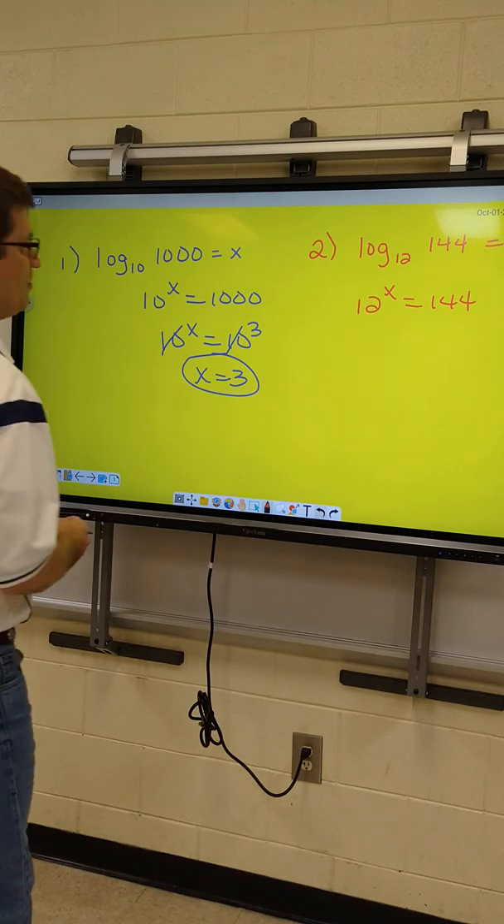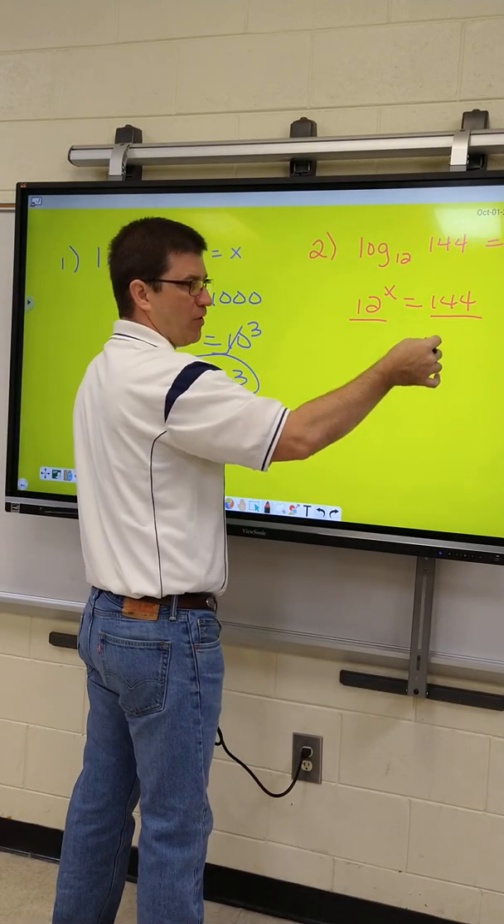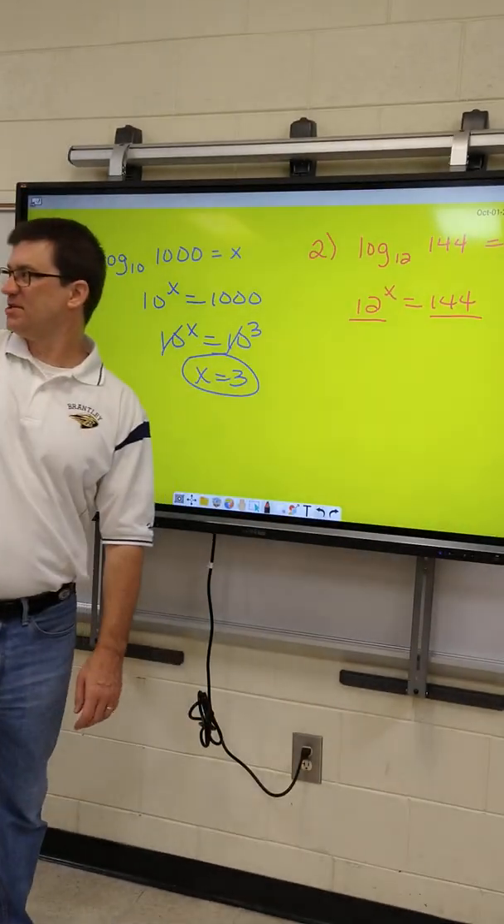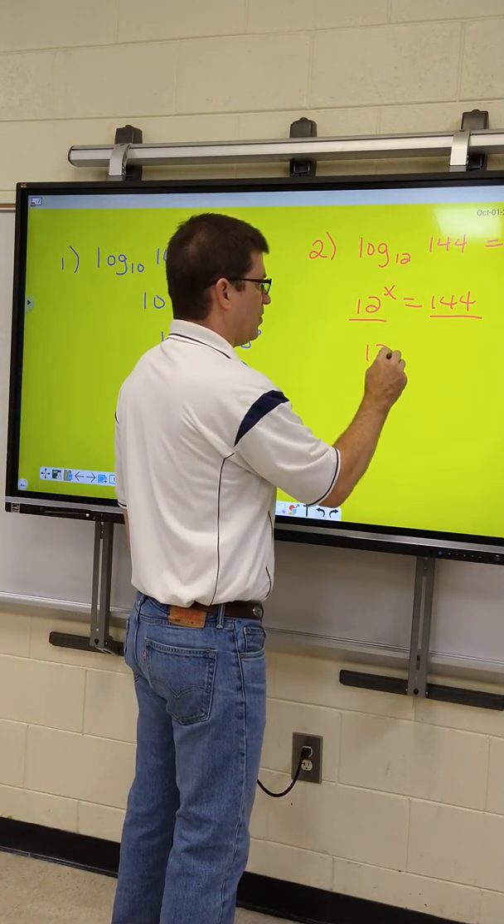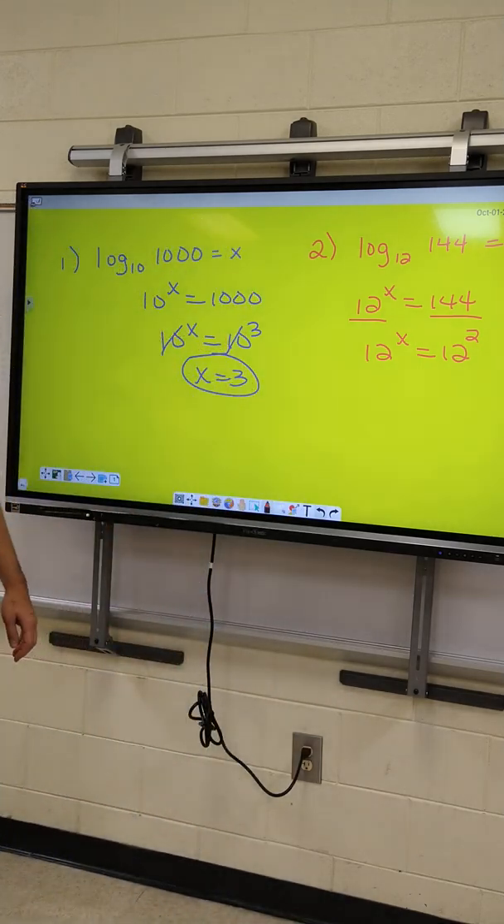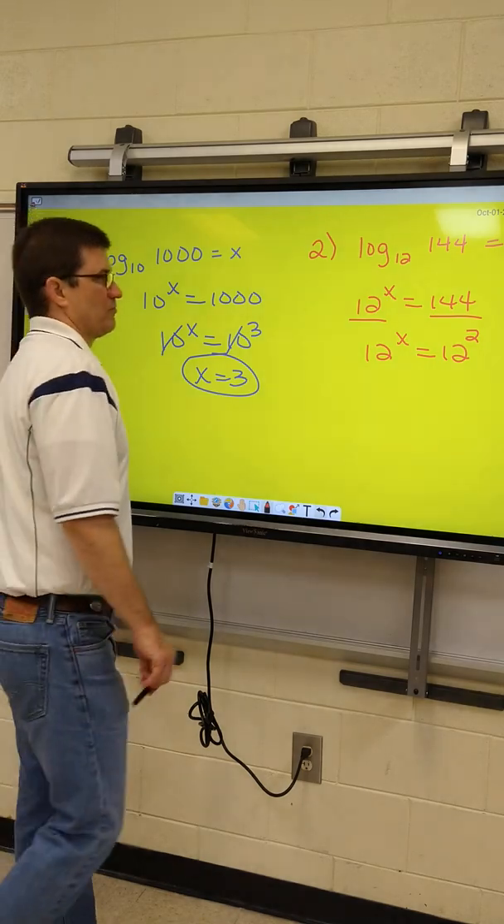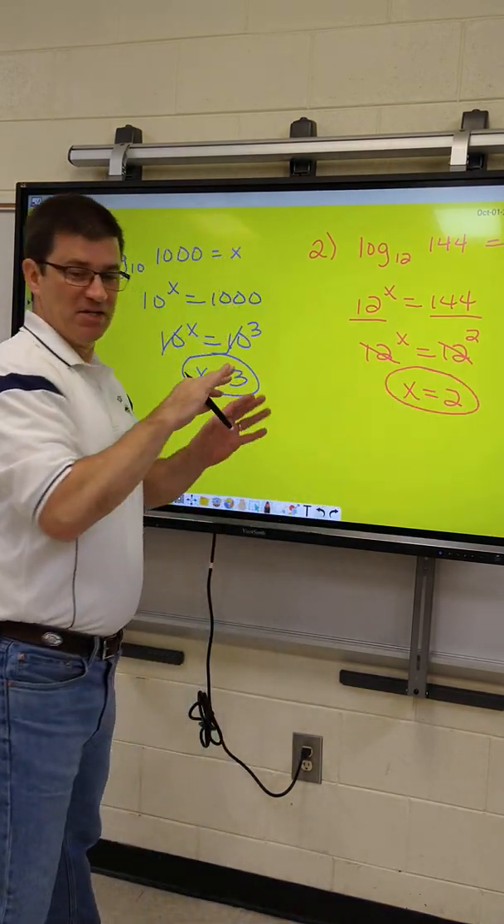All right, now we got to make them into the same number. I got to turn them both into a 12. So how can I turn 144 into a 12 to some power? Guys, just check the board. 144 is 12 squared. So it's 12 to the x equals 12 squared. All right, so what's my answer on this one? X equals 2.